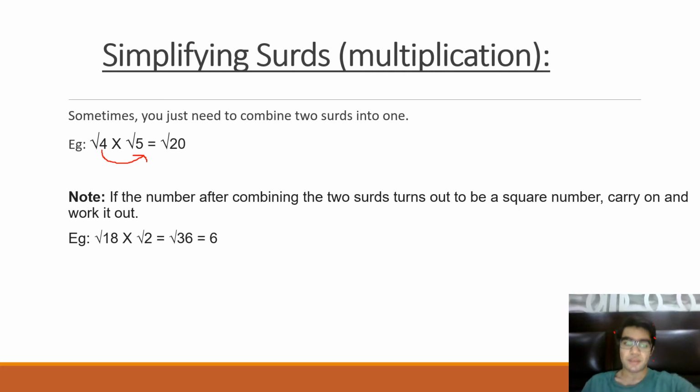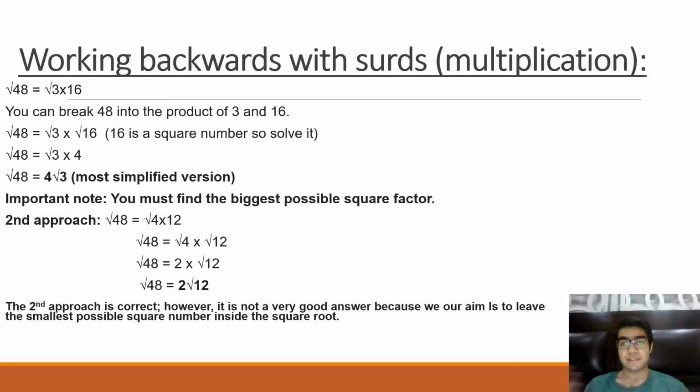So for example, square root of 18 times square root of 2, you multiply 18 with 2, so it becomes square root of 36, and we get a perfect square number because 6 times 6 is 36, so square root of 36 is equal to 6, okay? So now I'll tell you how to work backwards with surds, okay?